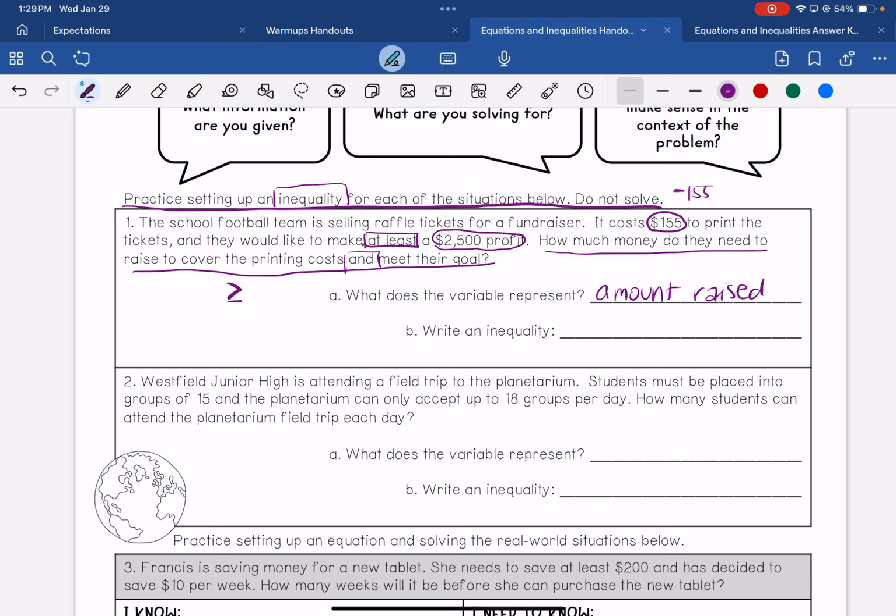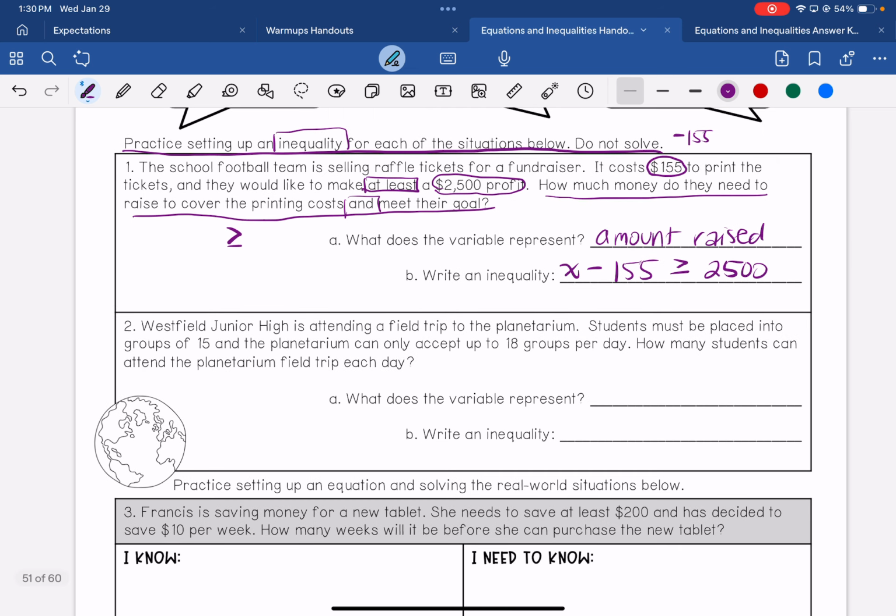And think about it this way. I've told you about this before, but if I tell you you need to bring at least 2 pencils to class, can you bring 2 pencils? The answer is yes. Can you bring more than 2 pencils? Absolutely. Can you bring less than 2 pencils? No, you have to bring at least. And at least is one of those tricky ones because it sounds like it'd be less than, but it's actually greater than or equal to. So our inequality with all of that said will be x minus 155 is greater than or equal to 2,500.